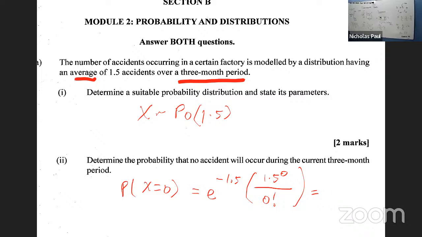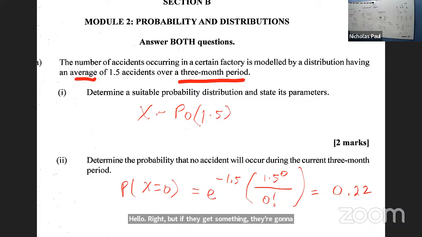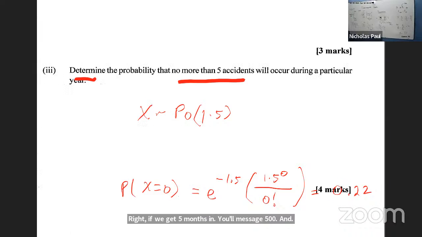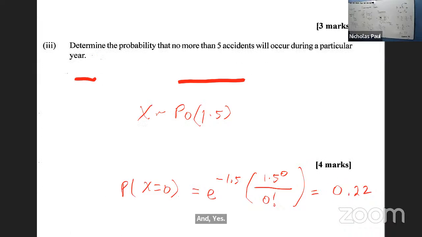What is that? 0.22. Right. Please remember, if we get something bigger than 1, it's wrong, right? Right, Viv? If we get 500, go back to 500. Someday we'll go to probability and get more on that. Yeah, I show 100%. Right, next one.